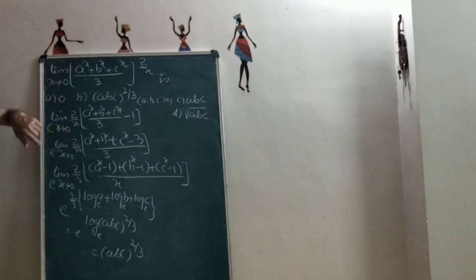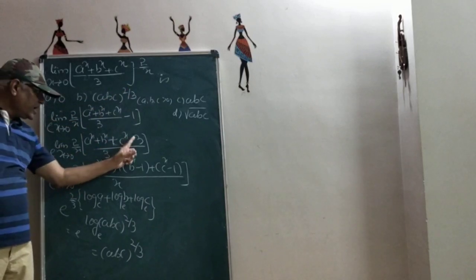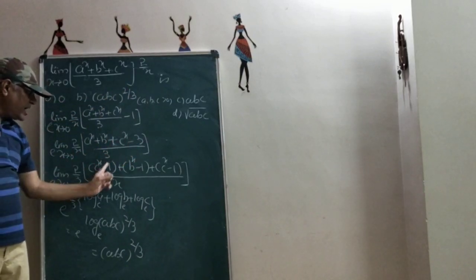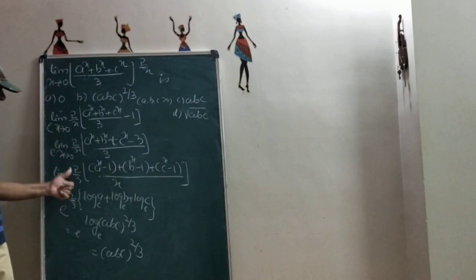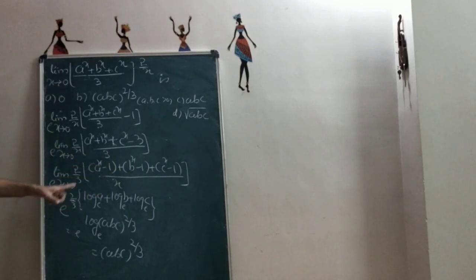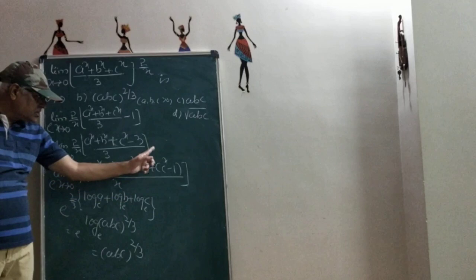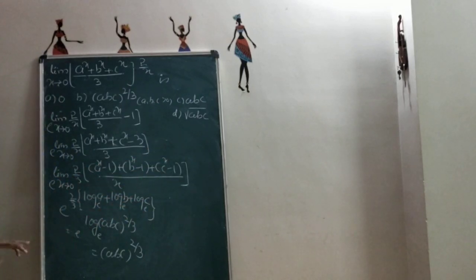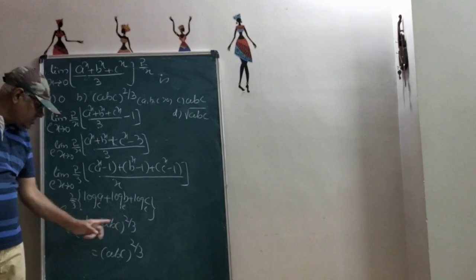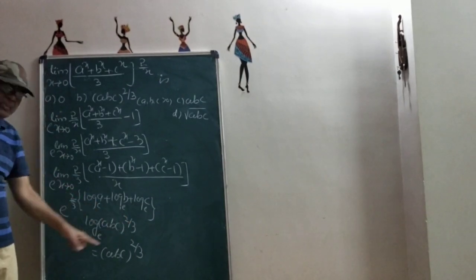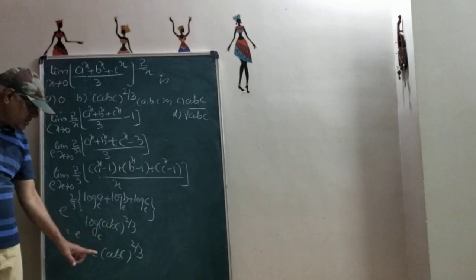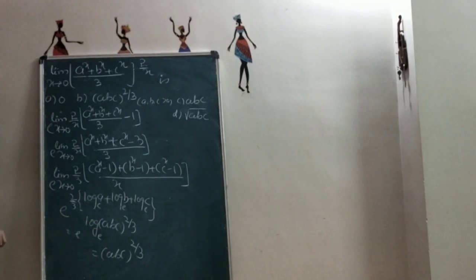Let me clarify once again here. f(x) raised to g(x) means e raised to the limit of g(x) into f(x) minus 1. Take LCM, it comes to minus 3 now. Split this minus 3 as minus 1, minus 1, minus 1. Now combine the constant term, then upon x. Then use the standard result: (a^x - 1)/x is log a to the base e, (b^x - 1)/x is log b to the base e, (c^x - 1)/x means log c to the base e. So log m plus log n means log mn, that is abc, and this power comes to raised to 2/3. Now e raised to log x to the base e is nothing but x itself. That is (abc)^(2/3). So the second option is the answer.